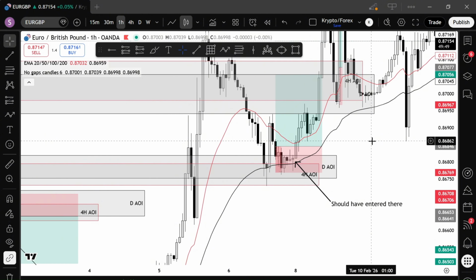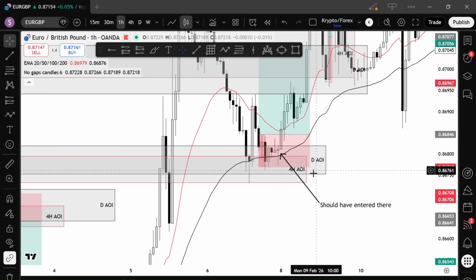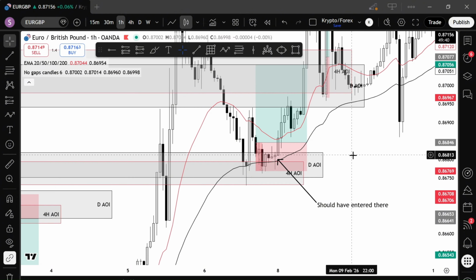So that was the second trade right here. I wanted to enter off a 4-hour and daily area of interest as well. It's always the same.